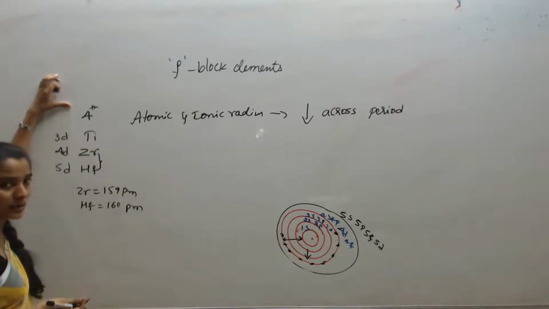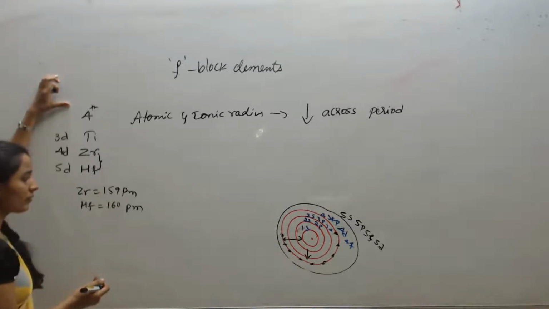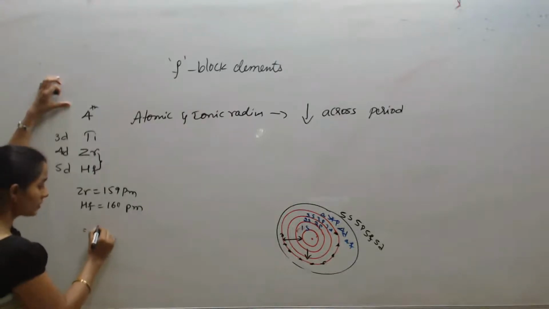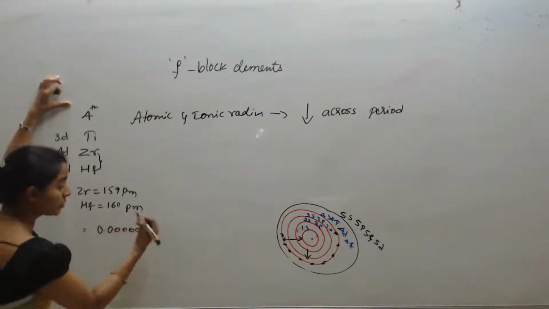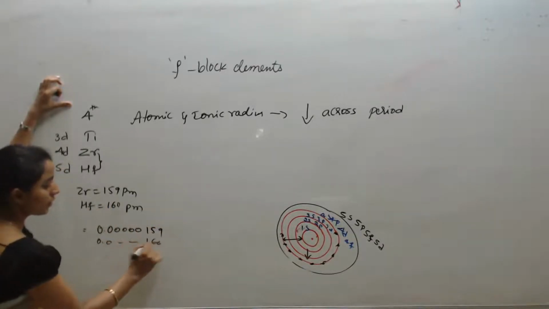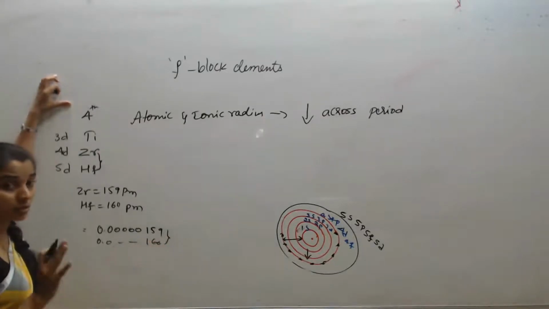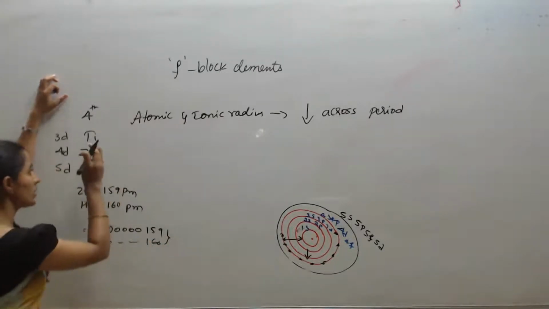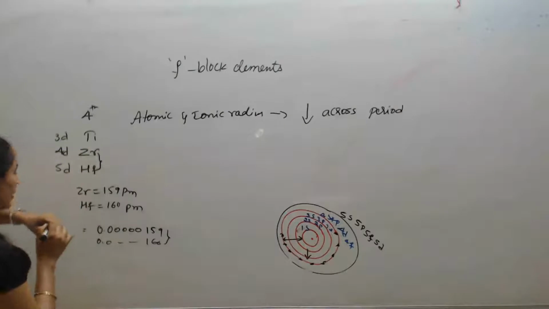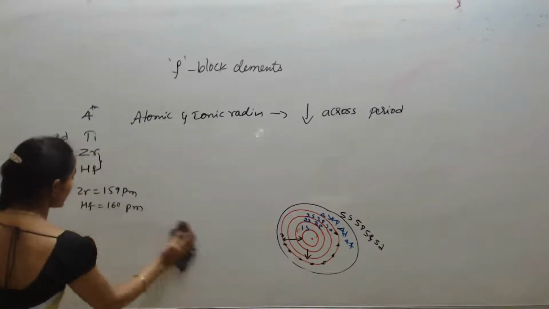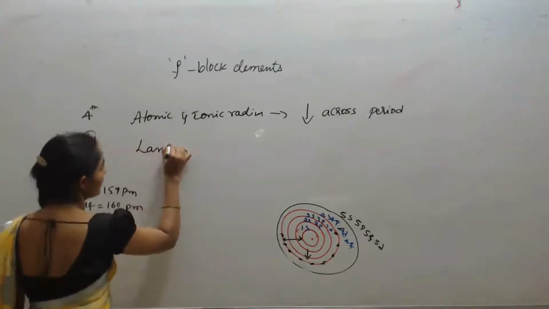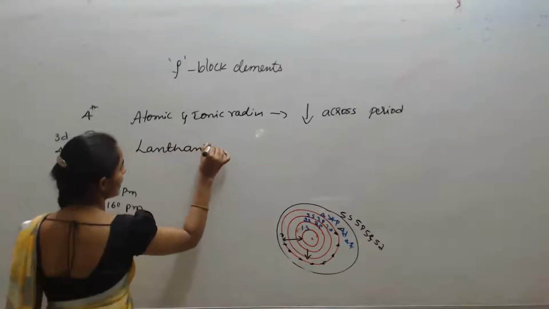Picometer means 10 raised to minus 12. It is 159 into 10 raised to minus 12, so there is not that much variation. After 12 zeros comes 159, and next it is 160. This is not that much difference, students. So the question is why zirconium and osmium show the same atomic and ionic size. The reason for that is lanthanide contraction. This is the very important thing you have to understand.